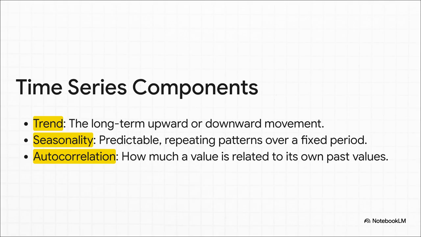First, they look for a long-term trend. Is there general upward or downward movement over time, like a company's sales growing year over year? Second, is there seasonality? These are the predictable cycles, like ice cream sales going through the roof every single summer. And finally, there's autocorrelation. That's just a fancy way of asking, does what happened yesterday help you predict today? For things like stock prices, you bet it does.